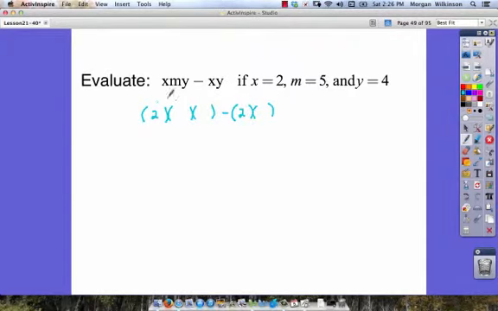M is equal to 5. So m, we only have one m. That's here in our second parentheses. And then y is equal to 4. So that's our third number, and it's going to be our last number.